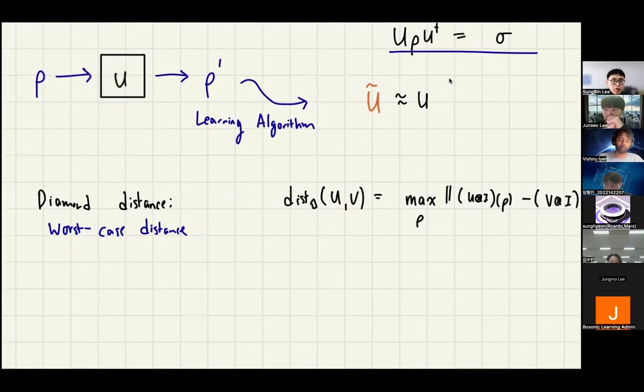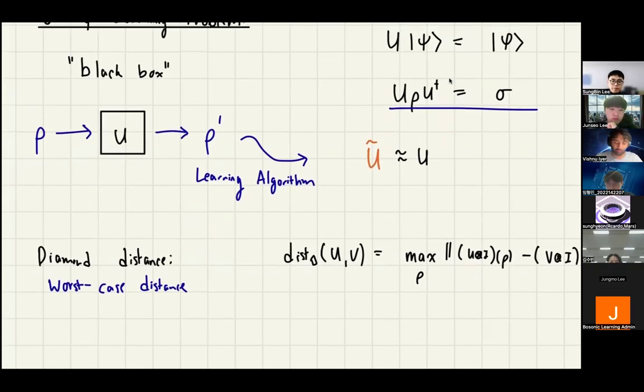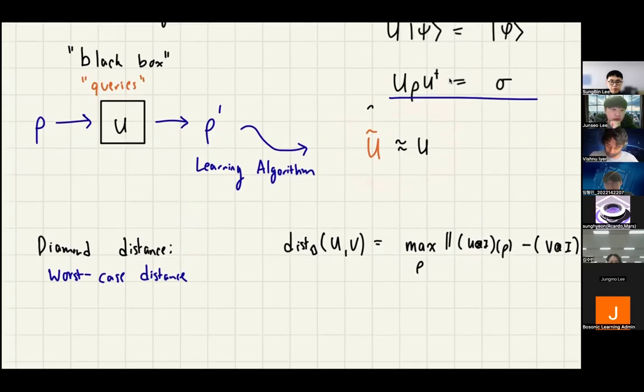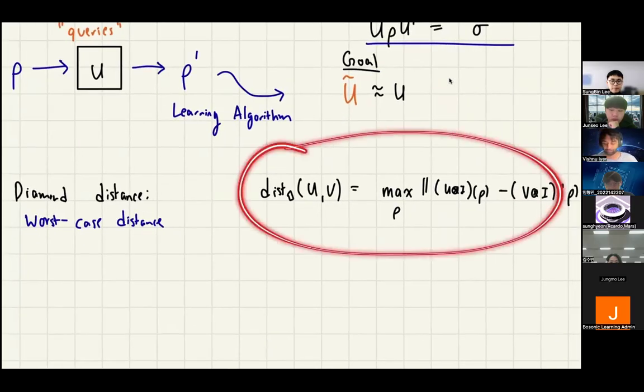So the goal in unitary learning is I'm going to make a bunch of these, called queries. I'm going to make black box queries to this unitary U, and the goal is to output some U tilde that is close to U in this diamond distance. Okay.